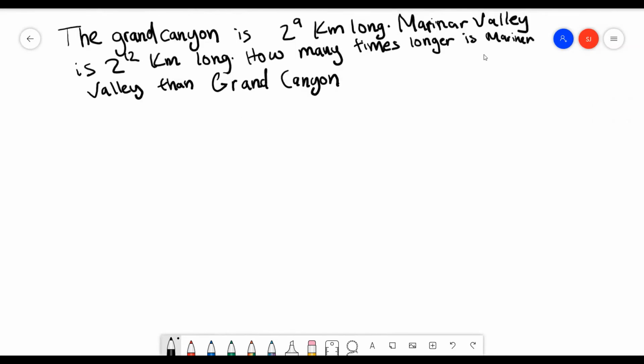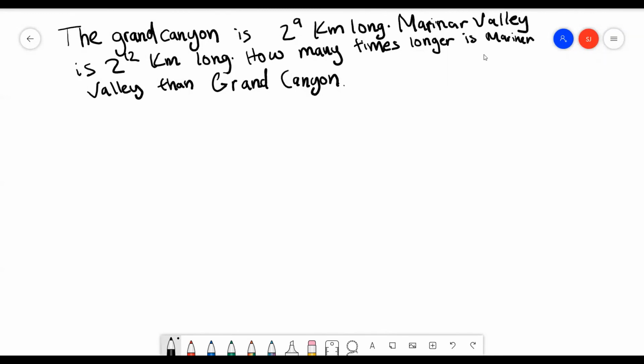Alright, next problem. The Grand Canyon is 2 to the power of 9 kilometers long. Mariner Valley, and for those of you who don't know, Mariner Valley is a valley on Mars, is 2 to the power of 12 kilometers long. How many times longer is Mariner Valley than Grand Canyon?